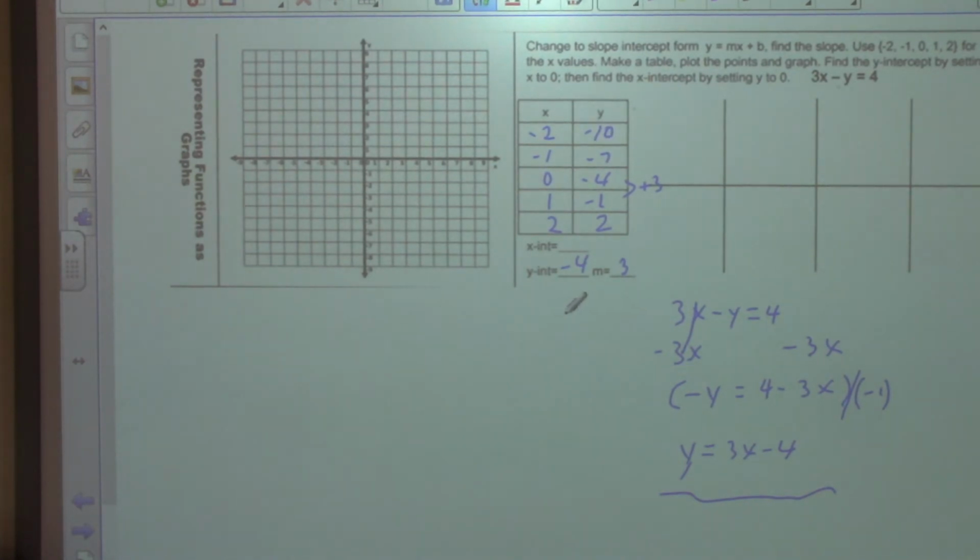And so now we can plot these, right? So negative 2, negative 10, negative 1, negative 7 is right there. So we got this here and 0, negative 4, 1, negative 1, 2, 2. So something like this, right?